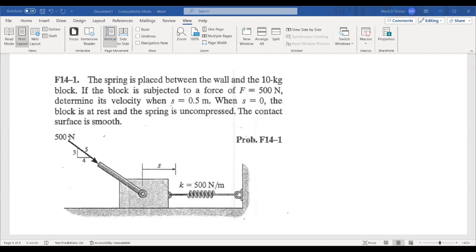We'll take a look at this problem, F14-1. The spring is placed between the wall and the 10-kilogram block. If the block is subjected to a force of 500 newtons, determine its velocity when S is 0.5 meters. When S is 0, the block is at rest and the spring is uncompressed. The contact surface is smooth. Obviously, when it says it's smooth, it means there's no friction.